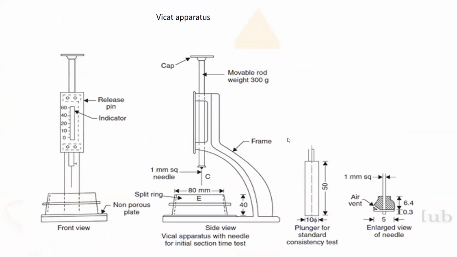See, this is a Vicat apparatus. See here: release pin, indicator, non-porous plate, split ring. This is a square needle, movable rod, and plunger for standard consistency. This is an enlarged view of the Vicat apparatus.